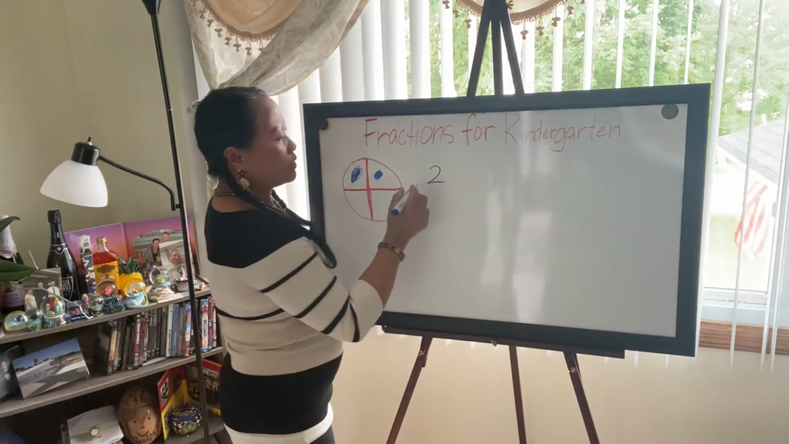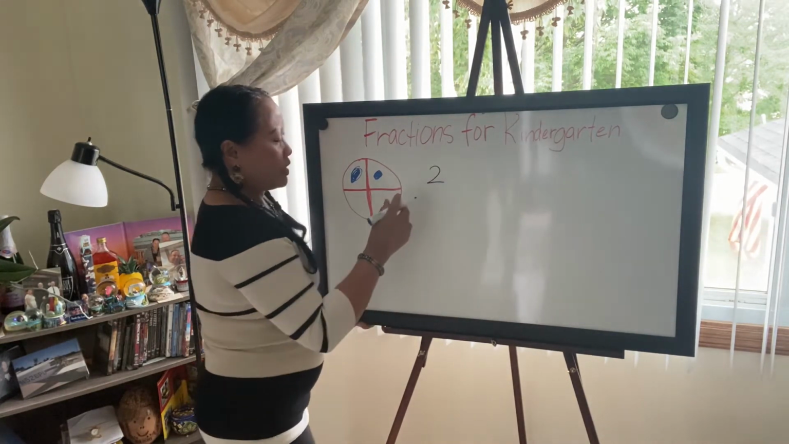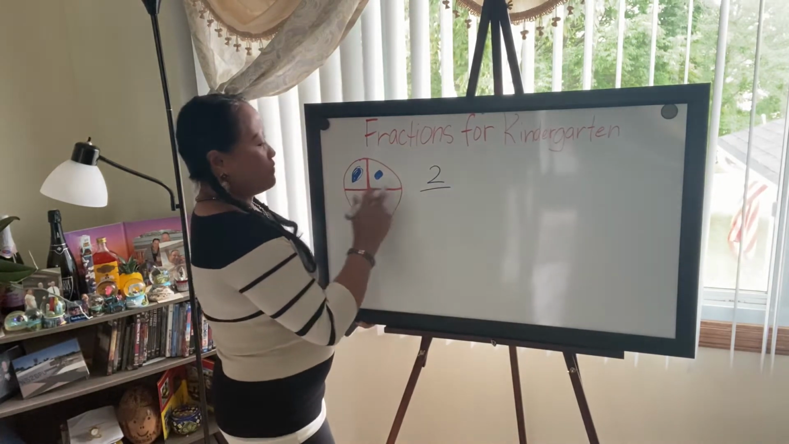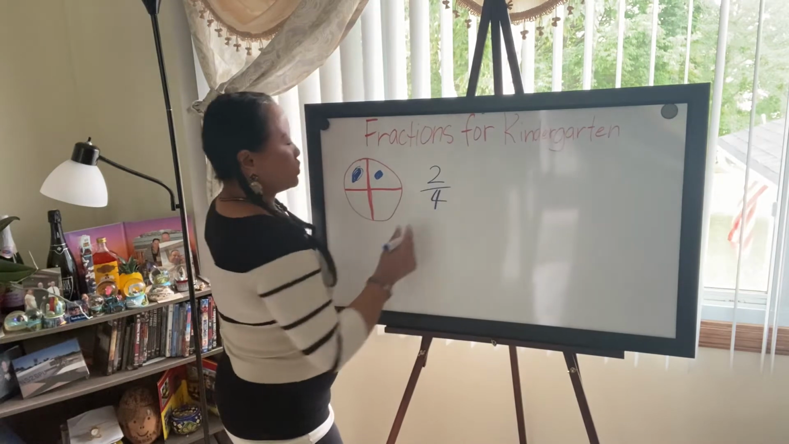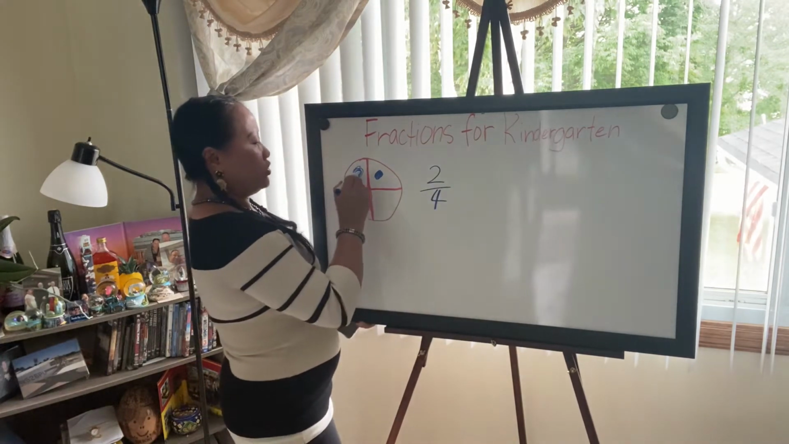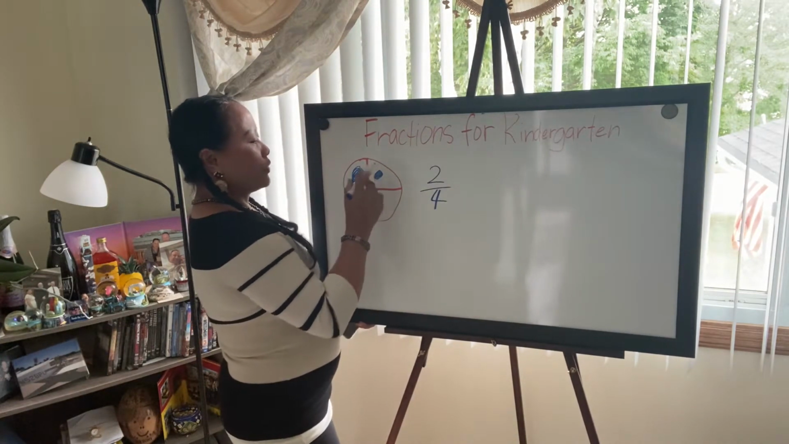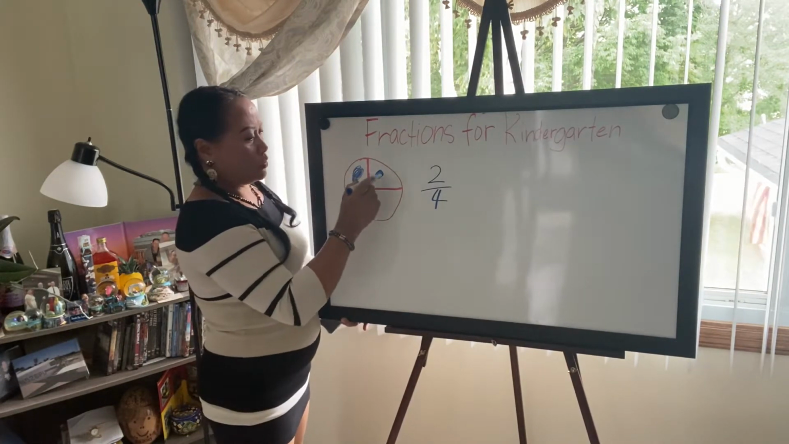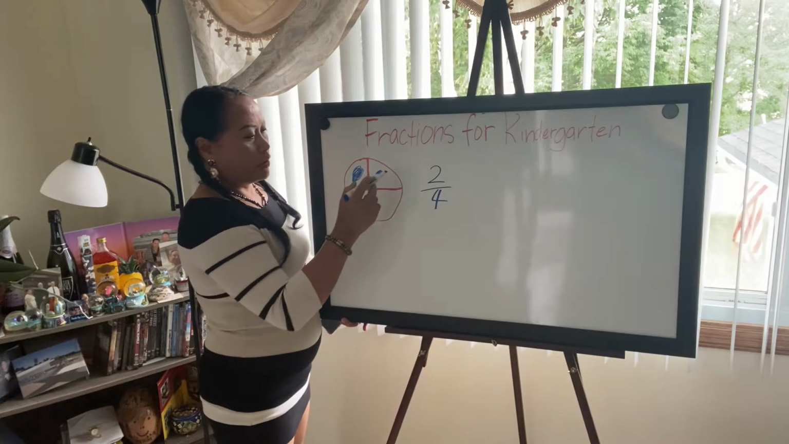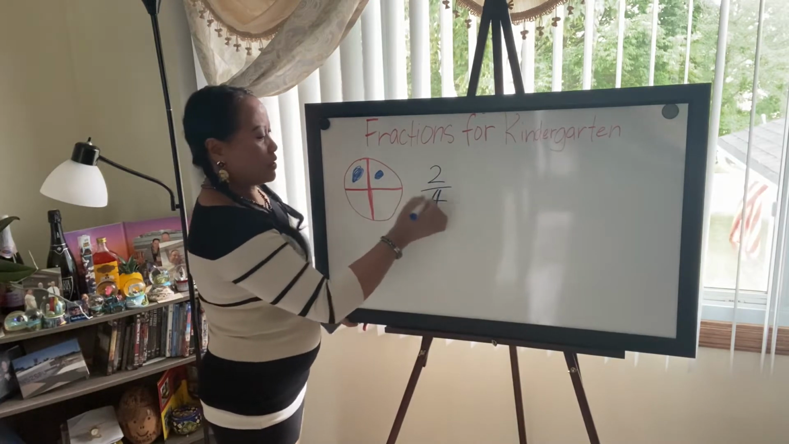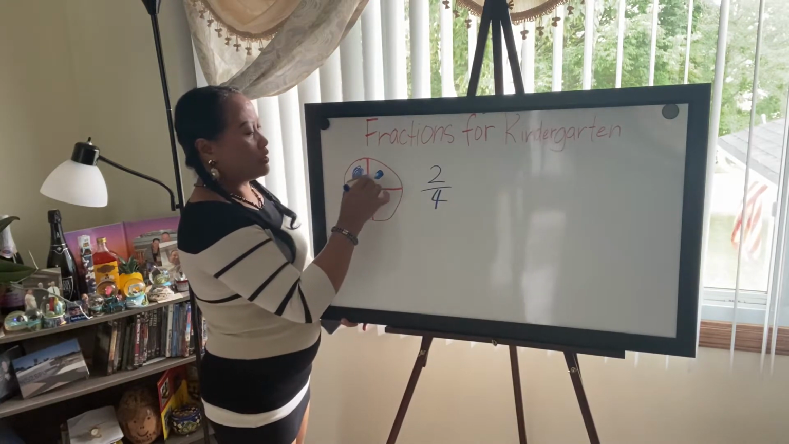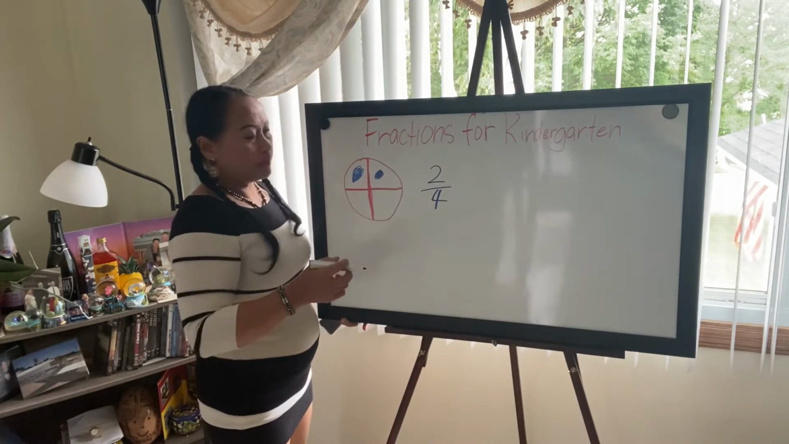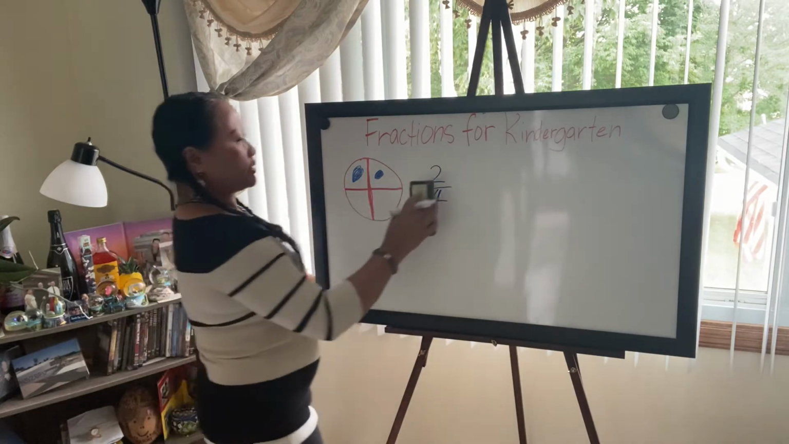Angel, 2 over 4. So the 2 pieces, we give it to Angel. And then, let's count all the pieces. 1, 2, 3, 4. So, we'll bring down the 4 here. And the shaded part is the numerator. Okay?